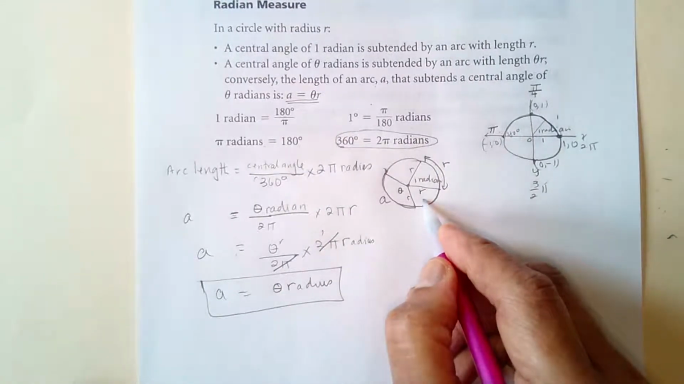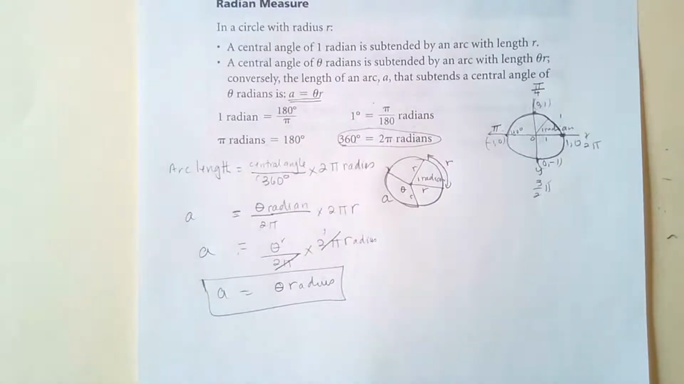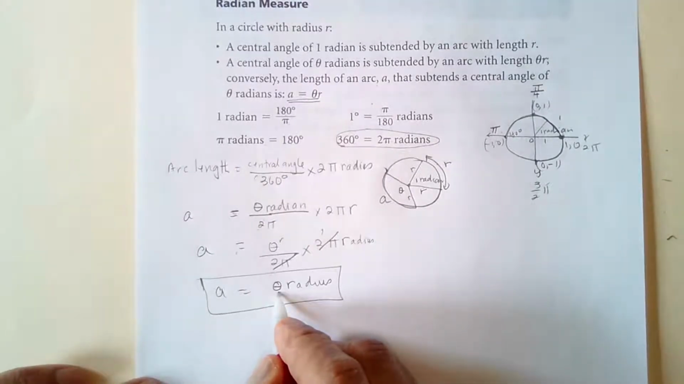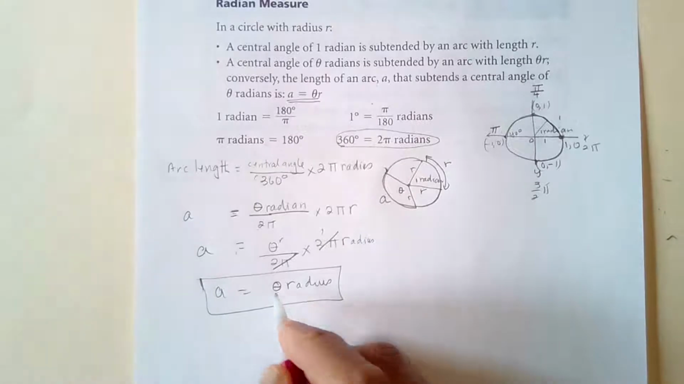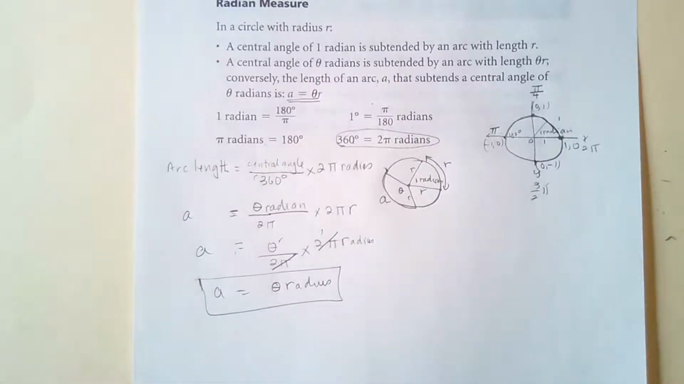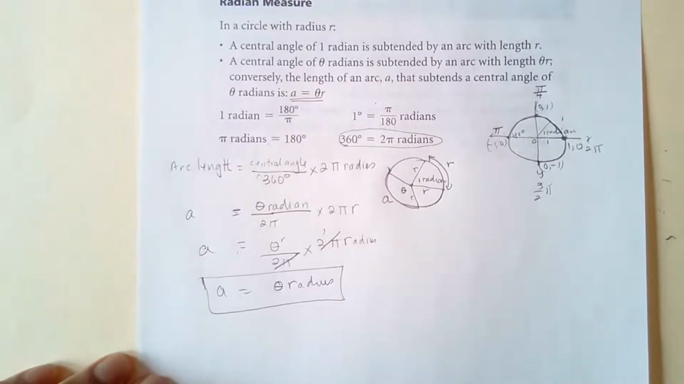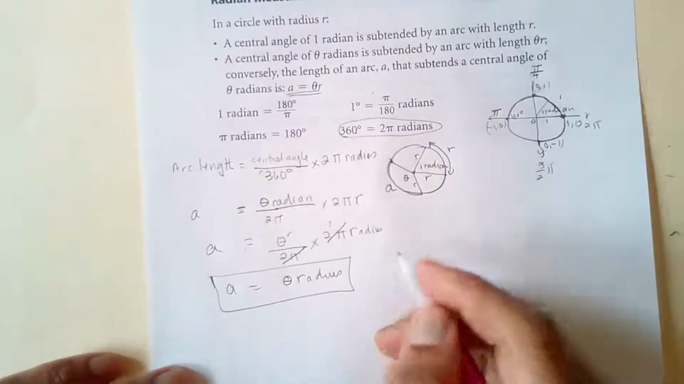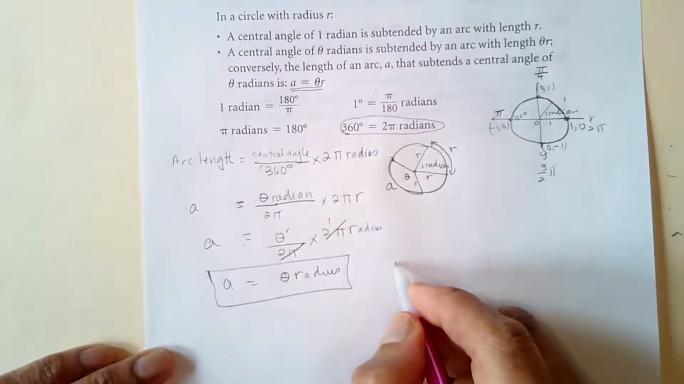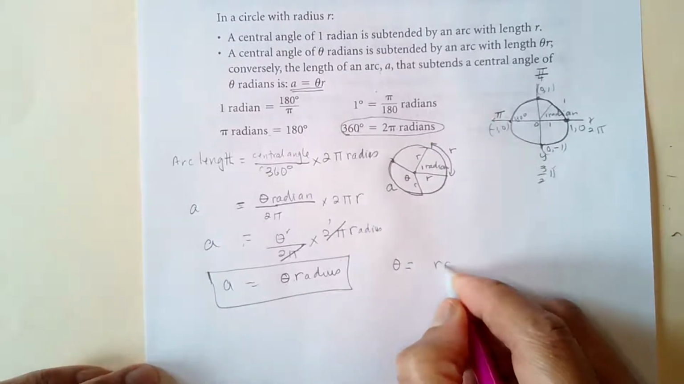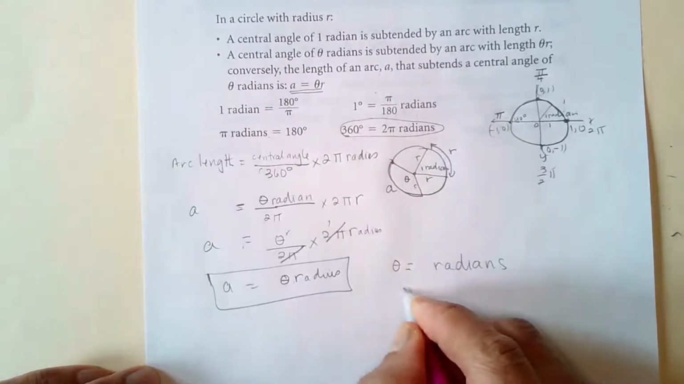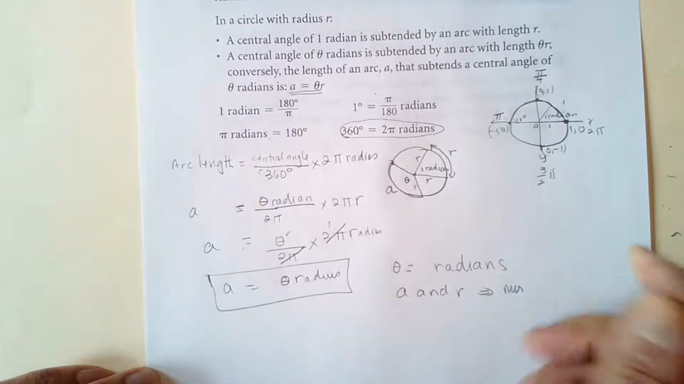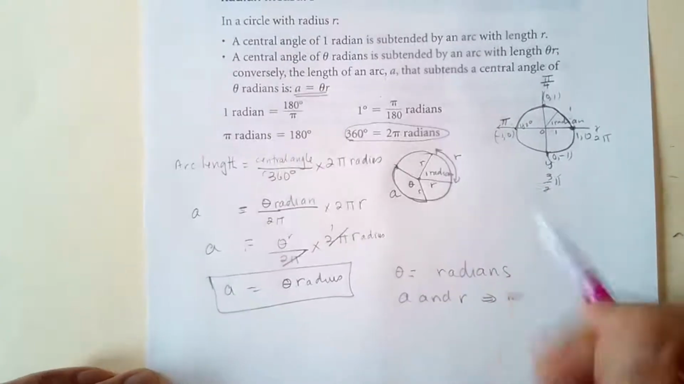Once we know theta, which is in radians, remember, they have to be in radians. You cannot do one without the other. So theta has to be in radians, and A and R must be the same unit. In other words, you cannot have different units for A and R.